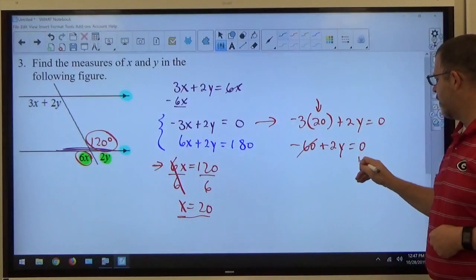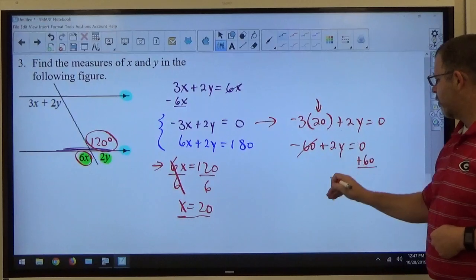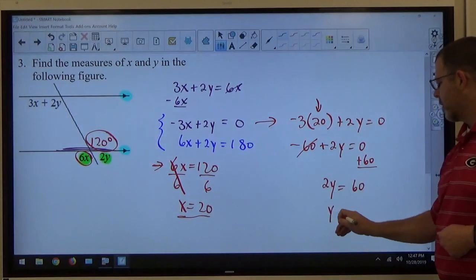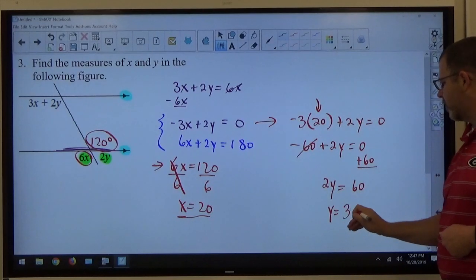Move the 60 over, changing its sign to its opposite. So 2y is left on the left-hand side, 0 plus 60 is 60. We divide both sides by 2, we get y is equal to 30.